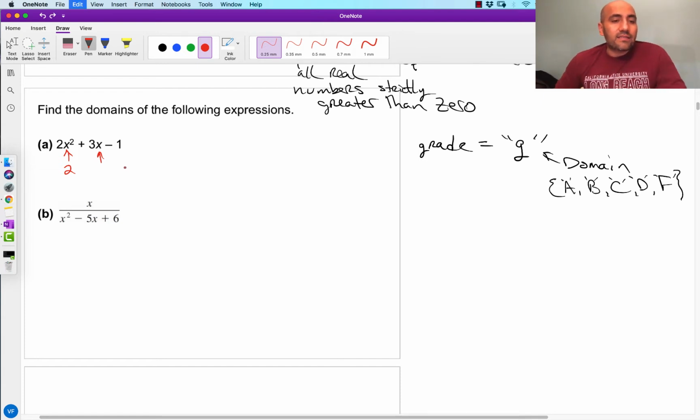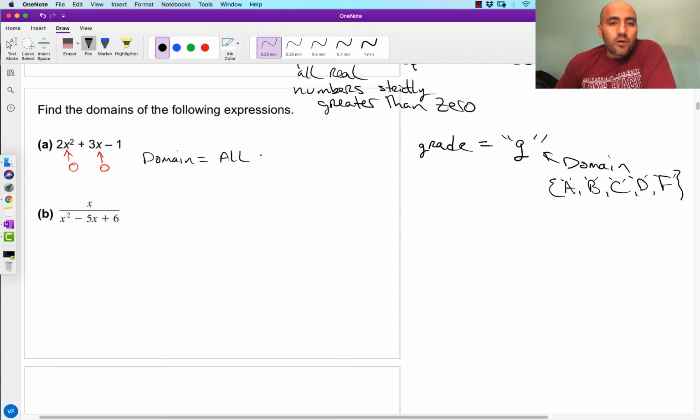If I allow x equal to a fraction, how about 3 over 2? Still, no problems, right? I'm not dividing by 0. So there isn't anything I can input for x. There is no real number that would give me a problem. Even if I put in 0, x could be 0. No problems there. So the domain is all real numbers.